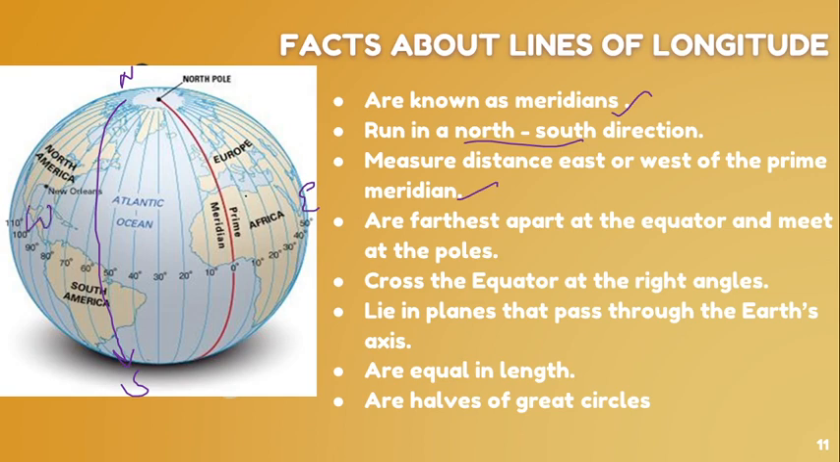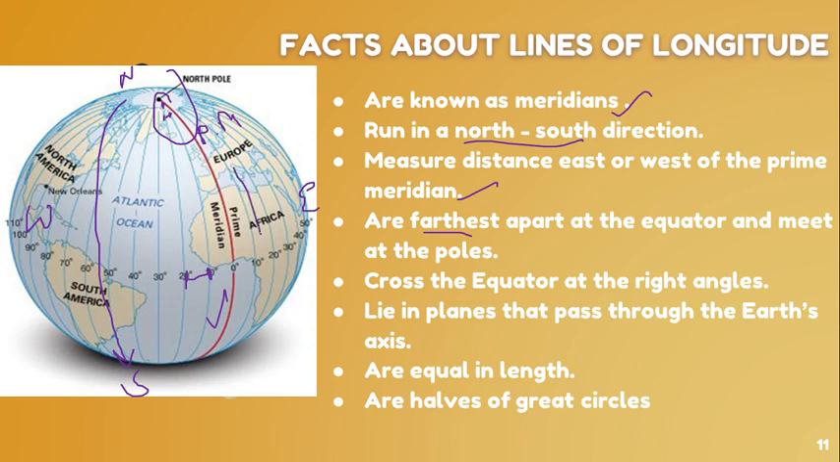They measure the distance east or west from the prime meridian, from our PM only. And they're farthest apart at the equator. See the distance from here to here, and here to here. This is our equator, right? Near the equator they're so far apart, but near the poles they just meet, right?